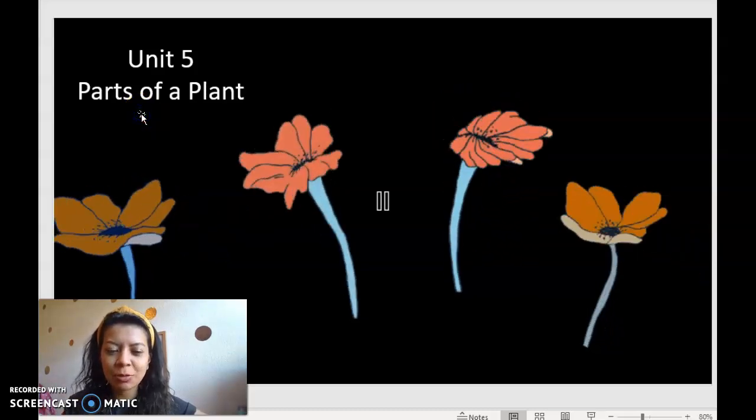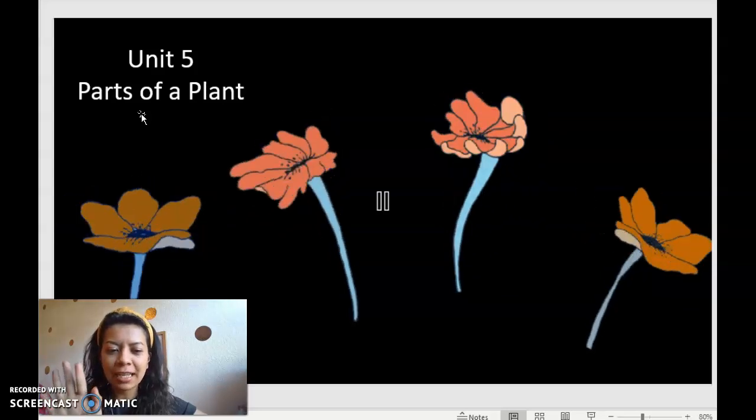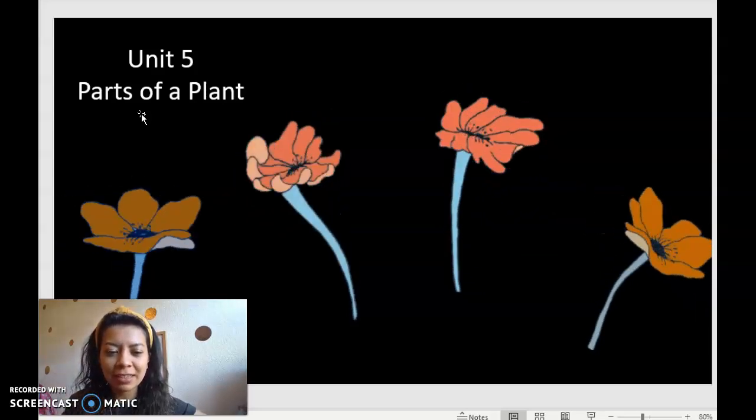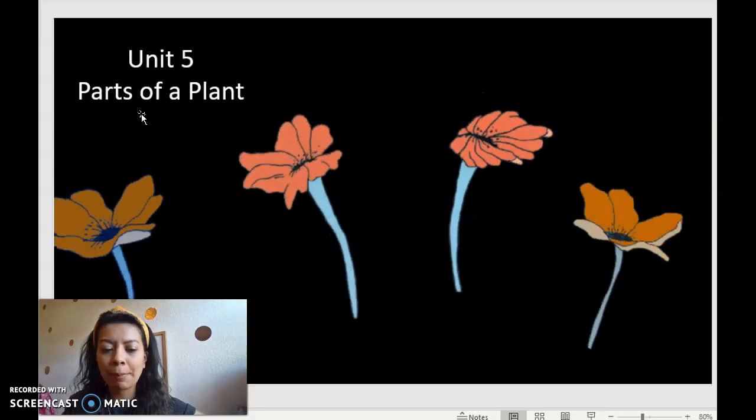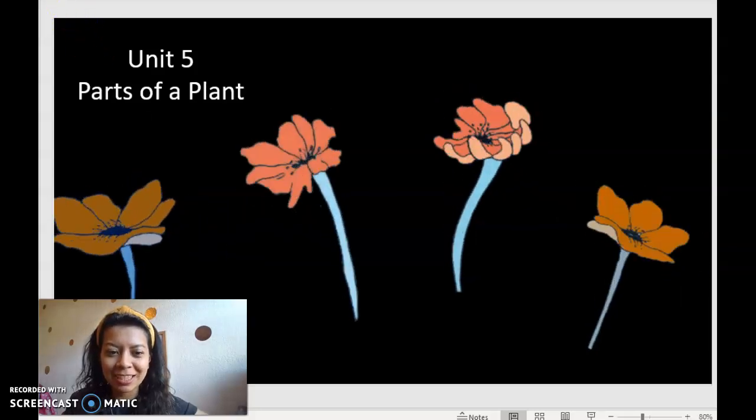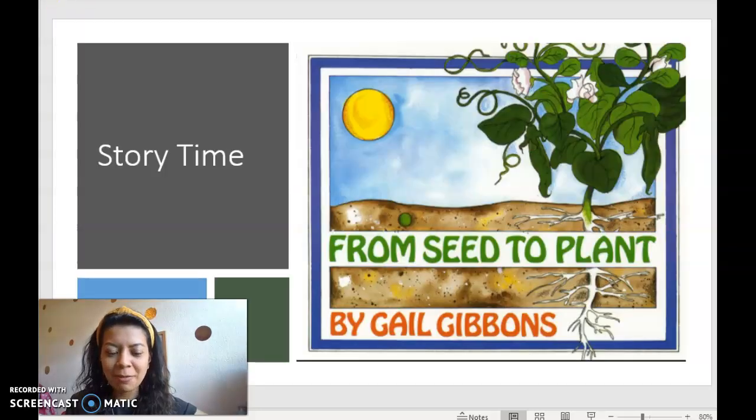Today in science we are continuing Unit 5, and in this lesson we are going to be talking about parts of a plant. So let's go ahead and get started. Before we continue with our lesson, we are going to be reading From Seed to Plant today. So go ahead and press pause here and click the link that you see on your screen.